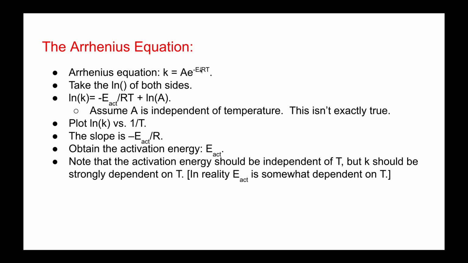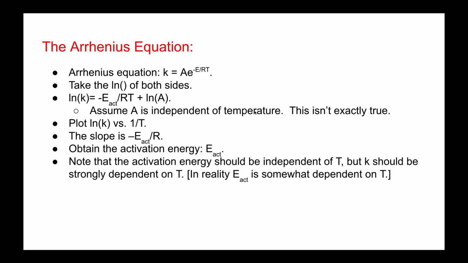So here's our Arrhenius equation. We take the natural log of both sides. Remember, the natural log of e to a power is just whatever the exponent is. So we have natural log of k is equal to minus activation energy over RT plus ln of A. Now, we're going to have to assume that this prefactor A is independent of temperature. Not really true, but for the purpose of this experiment, assume that A is independent of temperature. So in this case, we plot natural log of k on the y-axis versus our x, which in this case is 1 over T. The slope is minus E over R.